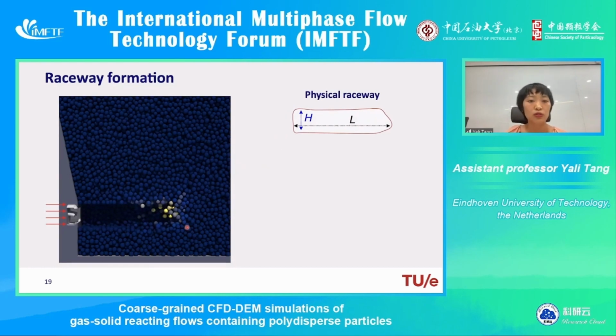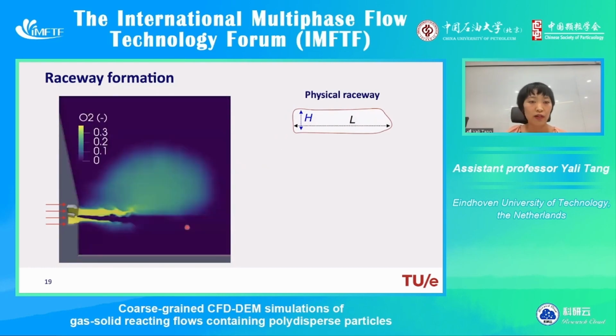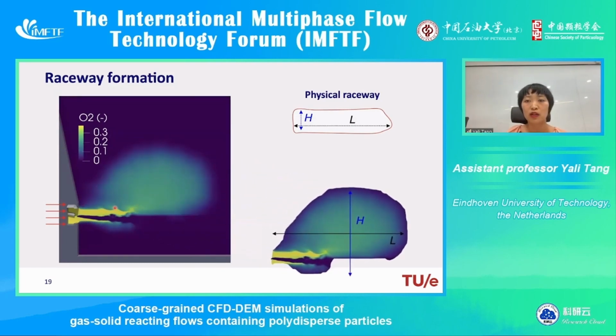Alternatively, we can also identify another type of area based on the oxygen concentration. So this is what a typical oxygen area by oxygen concentration looks like. And with this, we can also measure similarly the height and the length of this area. This is what we call chemical raceway. And the boundary of this chemical raceway is determined by around 5% of oxygen molar fraction.